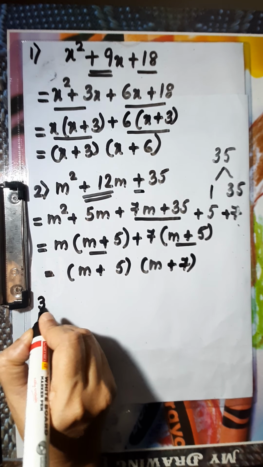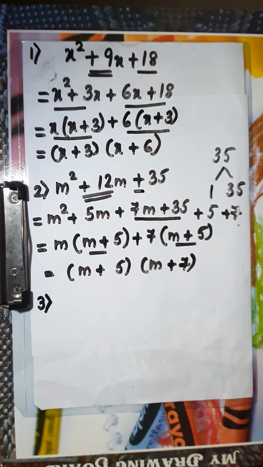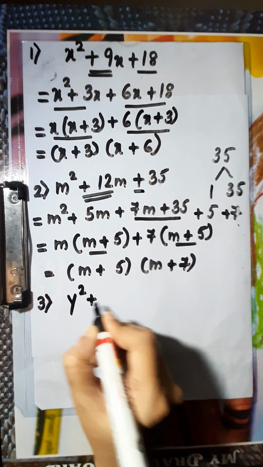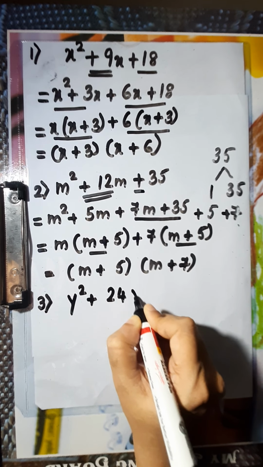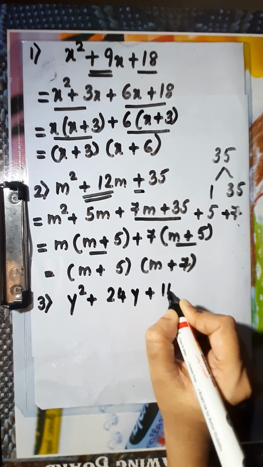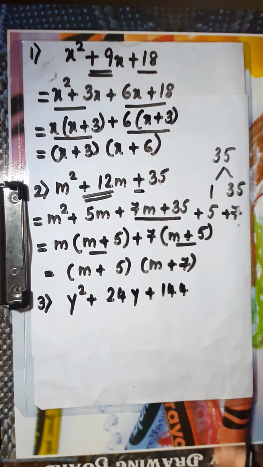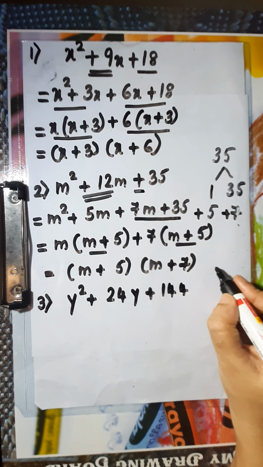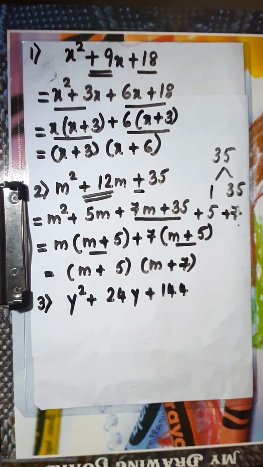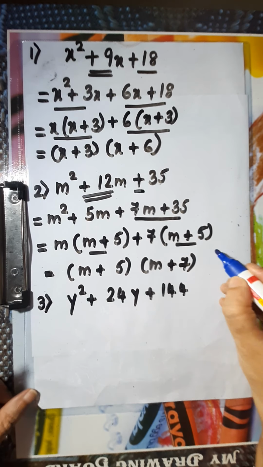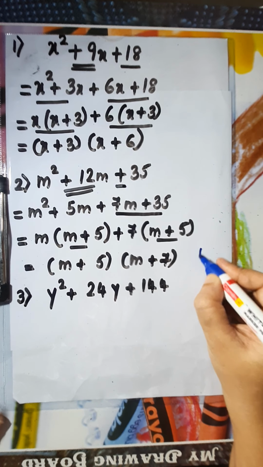Now one more sum I will do of this type. Then you will understand it very carefully. Y square plus 24y plus 144. Now let's see, what have I to split? I have to split 144. Let me use another color pen. Okay, otherwise you'll get confused. Okay, there's too much on this page, right? Okay, so I'm going to split 144. Can you see it?